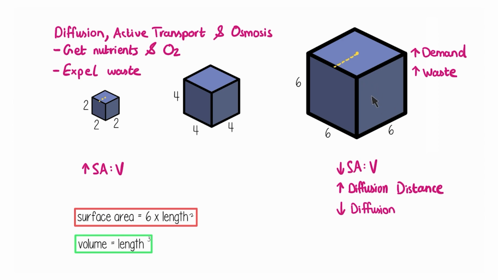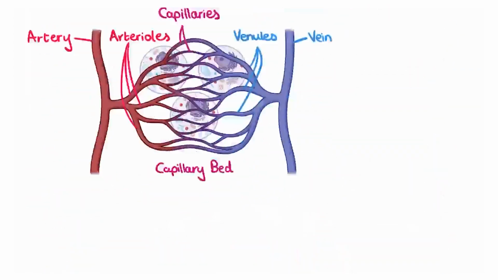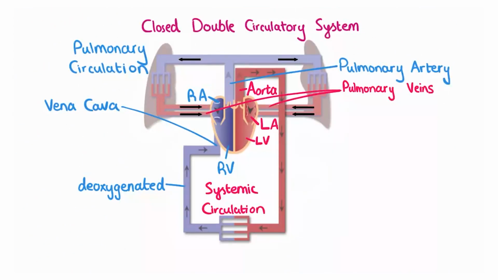For larger animals with a lower surface area to volume ratio and a greater diffusion distance, things like diffusion alone are not going to be enough to fulfill their requirements. This is why we have a circulatory system, so that we can efficiently deliver nutrients and oxygen to all of our cells and remove their waste products.